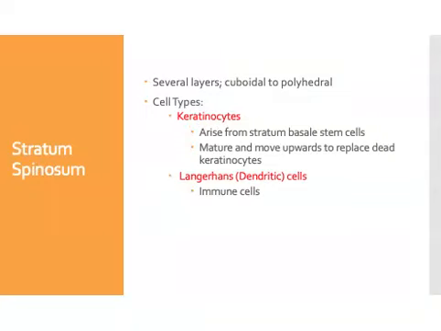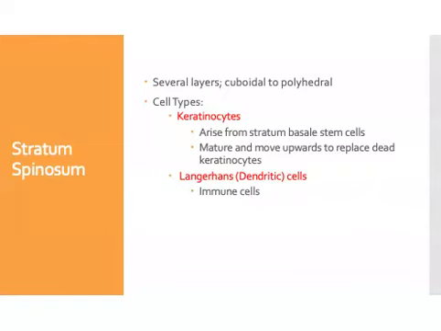The next layer above the stratum basale is called the stratum spinosum. And unlike the stratum basale, the stratum spinosum has several layers of cells. Most of those cells are going to be cuboidal in shape, although some of them will have multiple sides. They'll be polyhedral. The types of cells that you'll find in the stratum spinosum are primarily keratinocytes, and also immune cells, again called Langerhans cells.